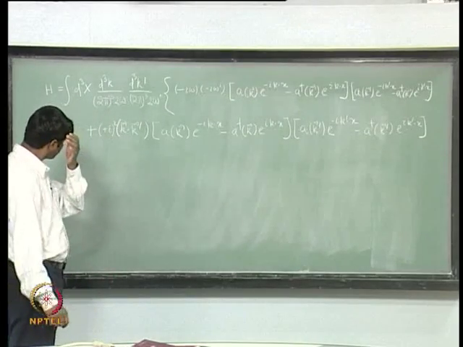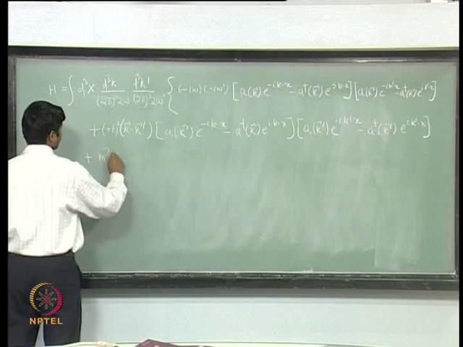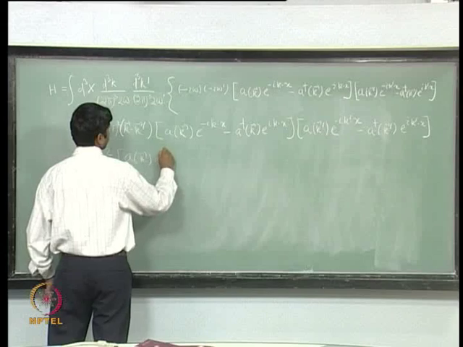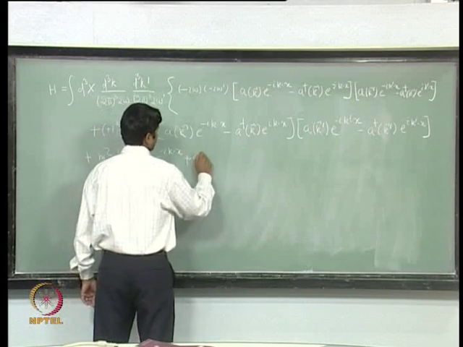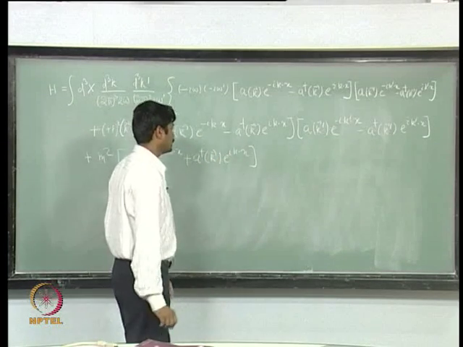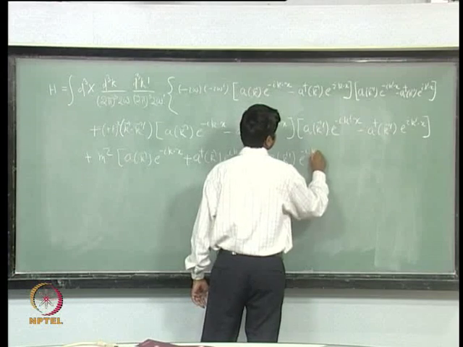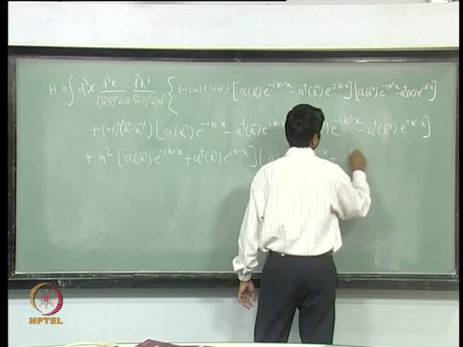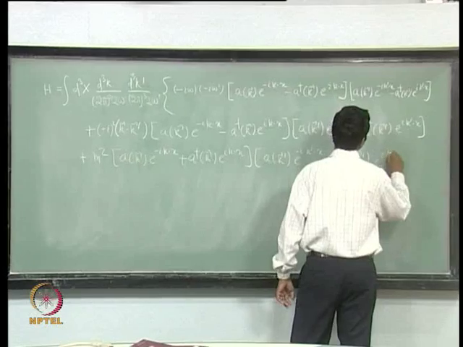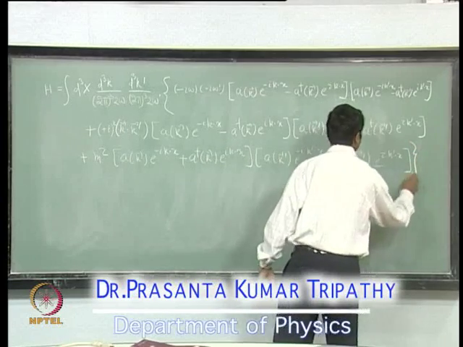Then finally, I have the phi squared term, which will simply give me m squared times a_k e^(-ik·x) plus a†_k e^(ik·x), times a_k' e^(-ik'·x) plus a†_k' e^(ik'·x). We close the curly bracket.